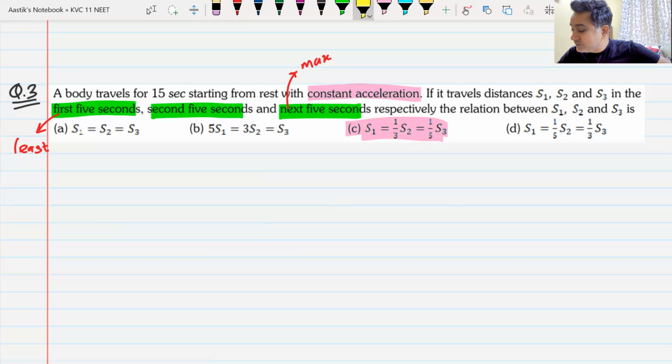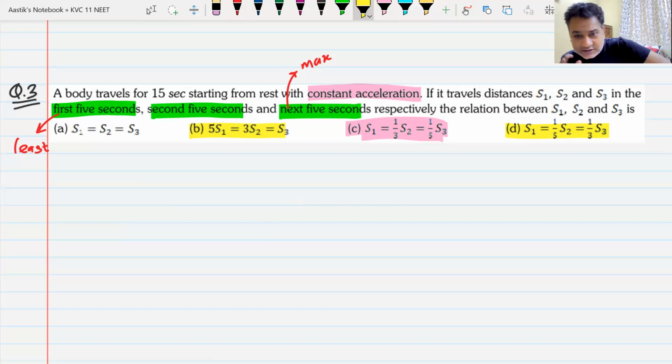Option number B and option number D are also there. Option number D is not possible because in option number D, S2 is more than S3. Option number B is possible. So the correct option can be option number B, because in option number B, S1 is smallest and S3 is largest.